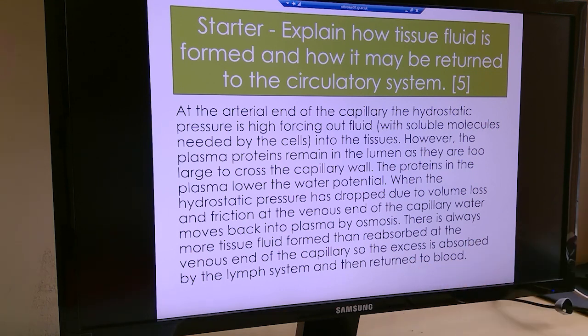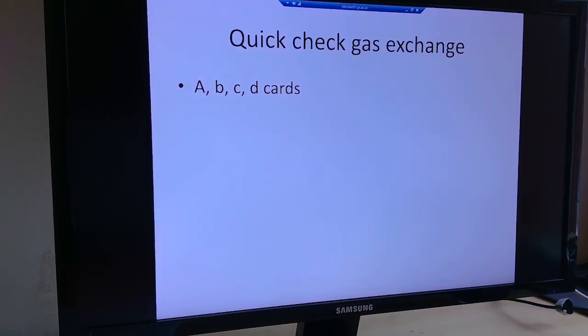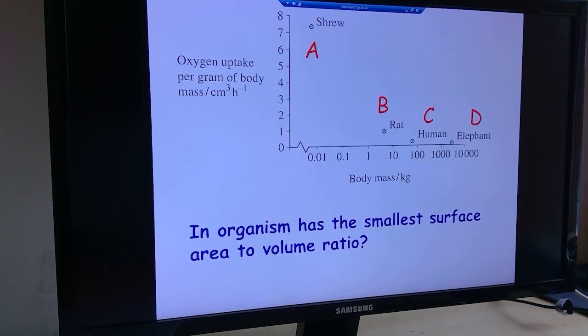Okay, so today we're going to do a bit of recap of what we've done so far, and then we're going to do our final specialised gas exchange system, which surprisingly is the leaf. Okay, so we're going A, B, C, D. In class we do it with our cards, but today you'll just have to decide which one you would do. I'll give you some time to think.